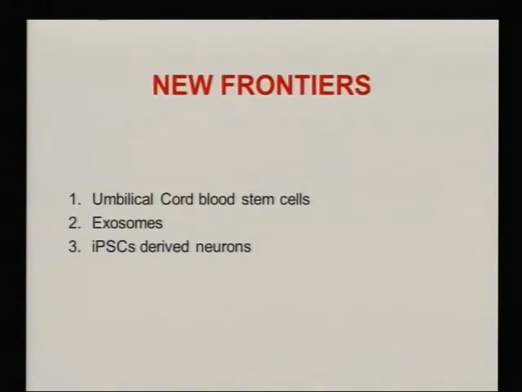Now I'll highlight three aspects where people are venturing into the next level. First one is umbilical cord blood stem cells. Second is exosomes. And third one is induced pluripotent stem cells.